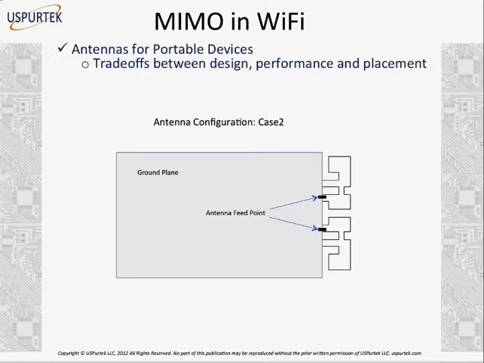Now sometimes you have to do a trade-off. You may not have enough space inside the device to place elements two apart from each other. So here you could place them beside the first one. You would place the second antenna element beside the first one. So there is limited spatial diversity. However, the antenna feed points are much closer compared to case one.